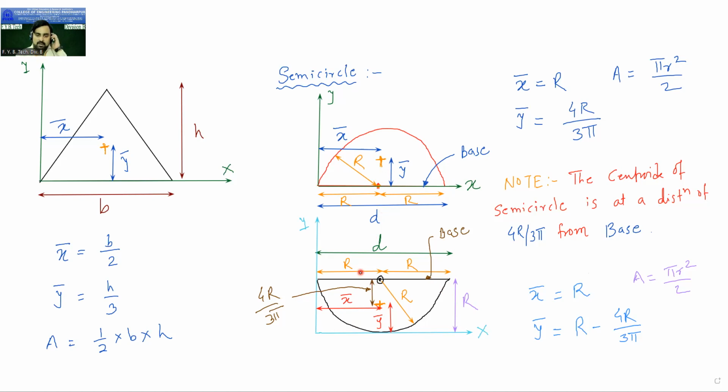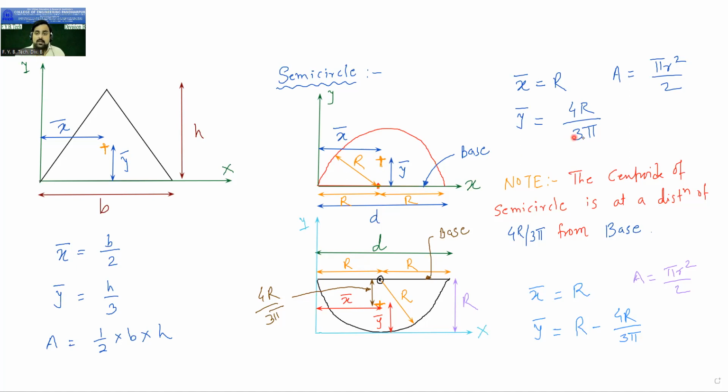If anybody is having any doubt, you can ask me. Have you understood both the cases? Okay, what about you? Those who are online, have you understood these things? Both of these semicircles, because this is very important.